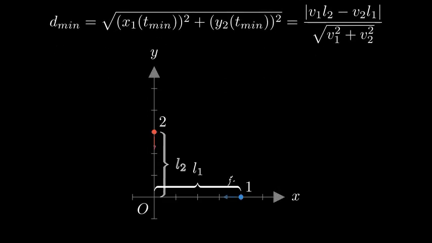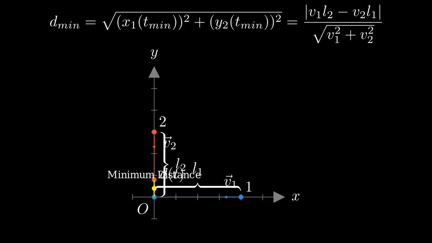As the particles move towards the origin, the distance between them first decreases, reaches a minimum, and then potentially increases if the particles continue past the origin. The minimum distance occurs when the line connecting the particles is perpendicular to both velocity vectors.